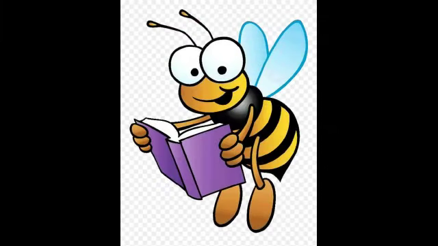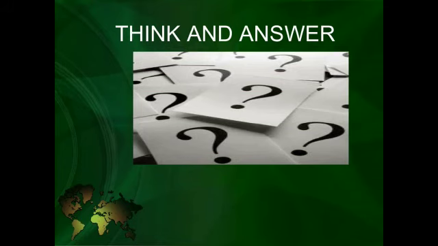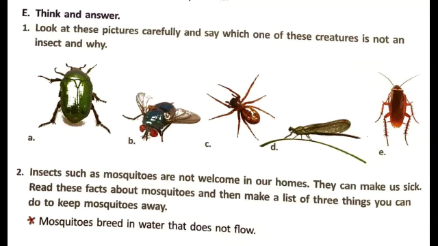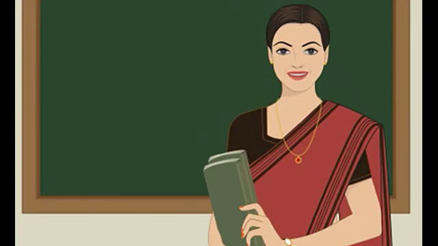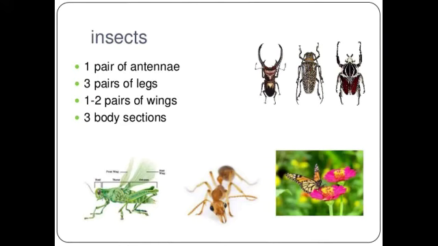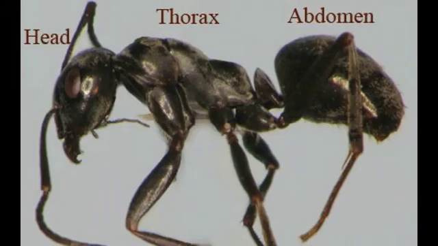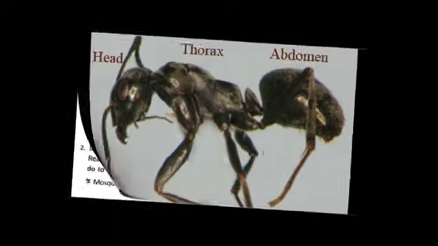Now let's look into bit E. Think and answer. The first exercise is, look at these pictures carefully and say which one of these creatures is not an insect and why. Now we know that in order for a creature to fall into the category of insect, it should have 6 legs and its body should be divided into 3 sections: the head, the thorax and the abdomen.